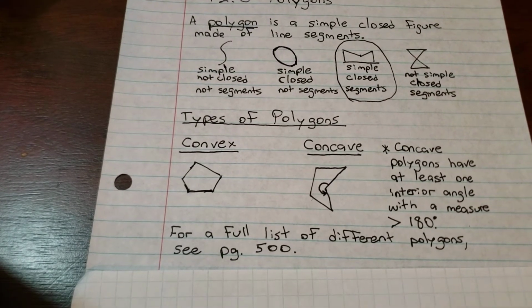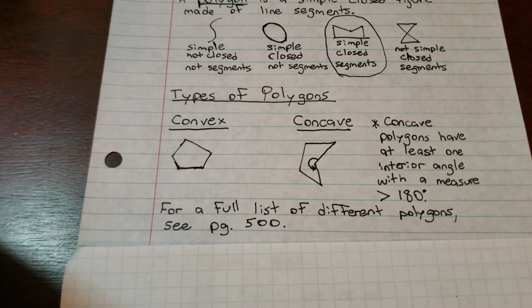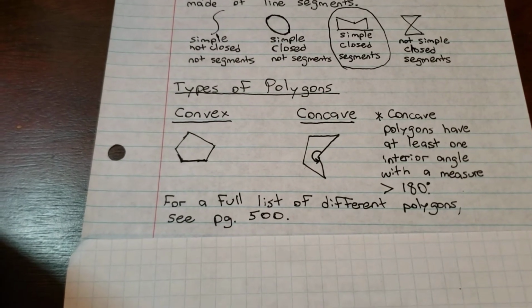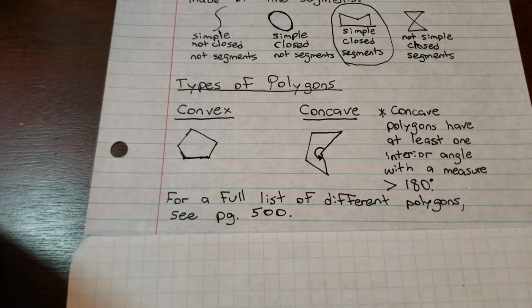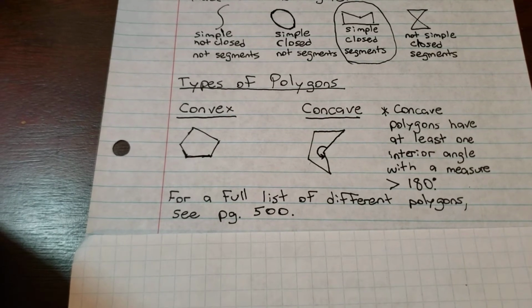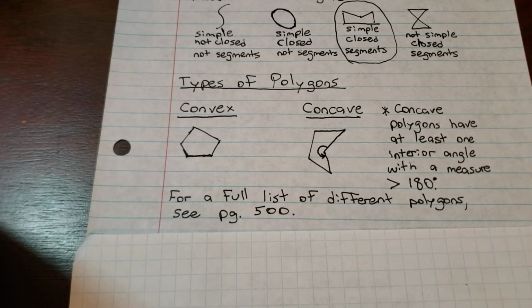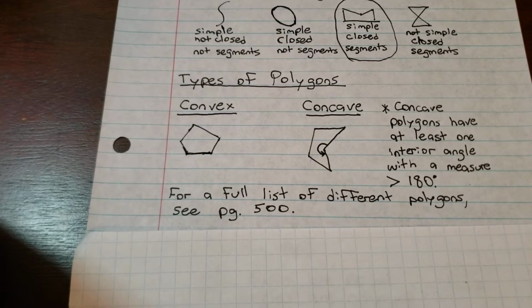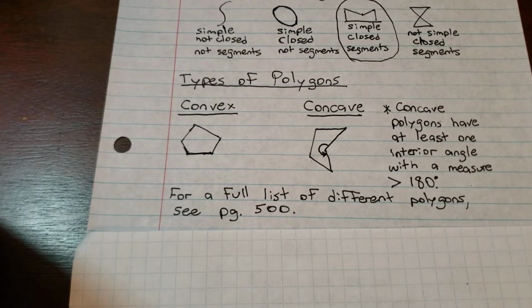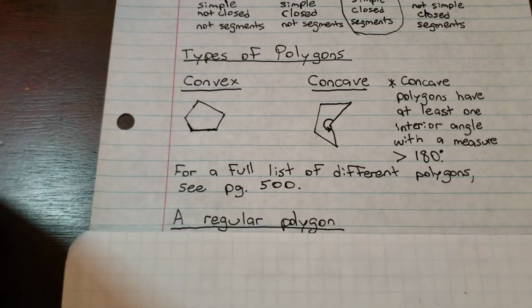There is a whole list in your textbook, page 500. Go ahead, check it out. Right, we know a lot of them. Rectangles, rhombus, different types of triangles. I'll get into some of those later. Octagons, nonagons, dodecagons, so on and so forth. Check it out, page 500.